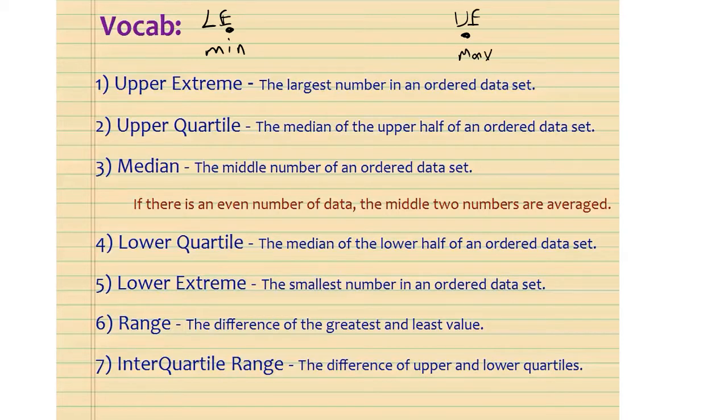Box and whisker plot uses medians. Median is going to be the value that's in the middle. Once we have lower extreme and median values placed, we can find a new median for this lower half. New median for the lower half is called lower quartile. We can also find a new median between median and upper extreme. This median is called the upper quartile.